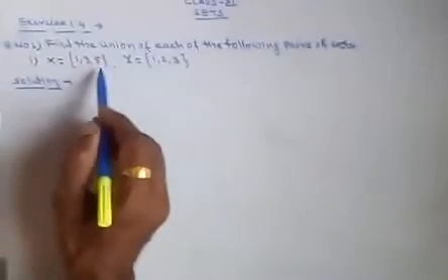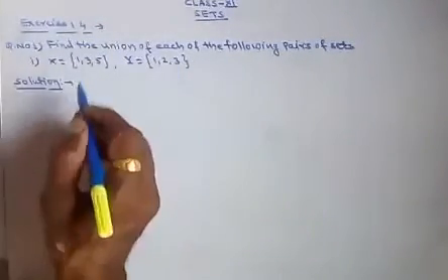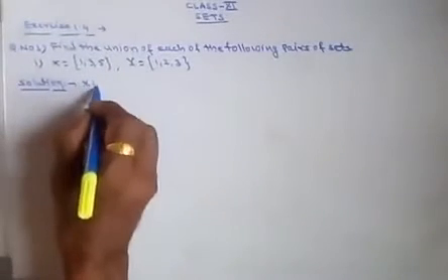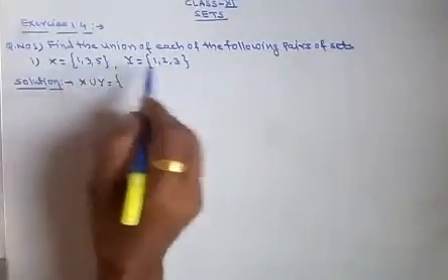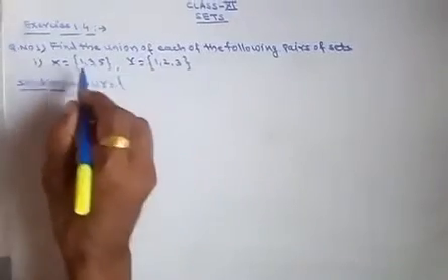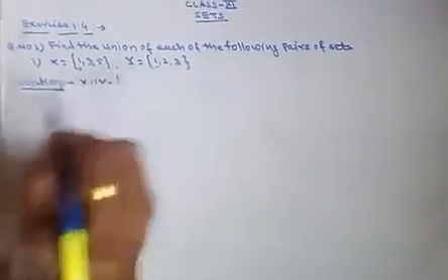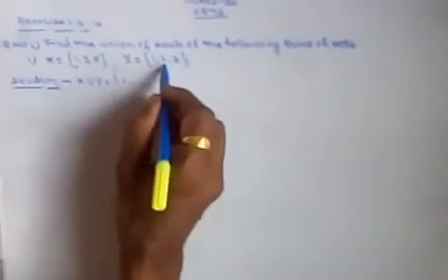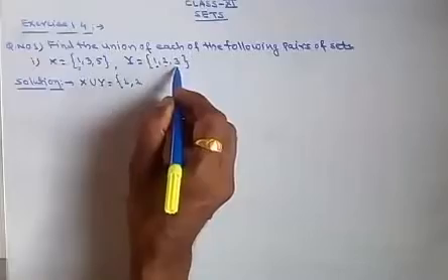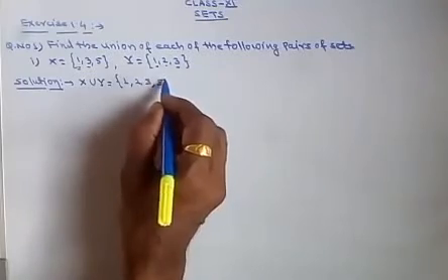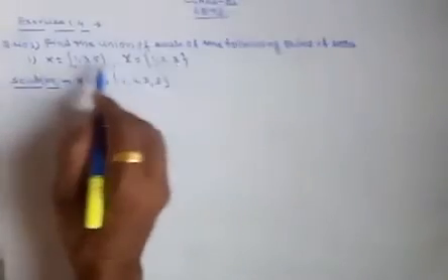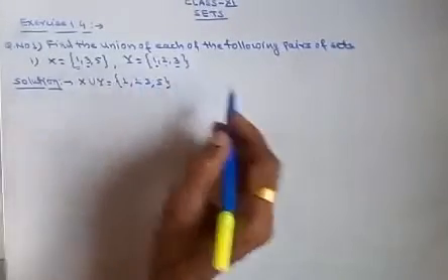Here, set X contains 1, 3, 5 elements and set Y contains 1 to 3 elements. So here, the solution: X union Y will be equal to, you have to take the total elements of X and Y, but the elements should not be repeated. Here it is 1, here is also 1, so write 1, then 2, then 3 appears 2 times, so write 3 once only, and 5. So this is the union of X and Y: 1, 2, 3, 5.